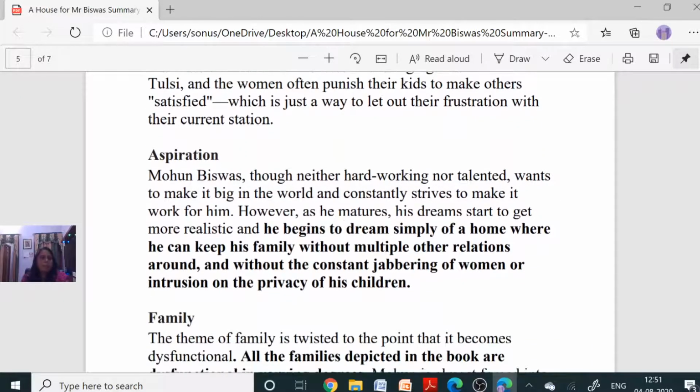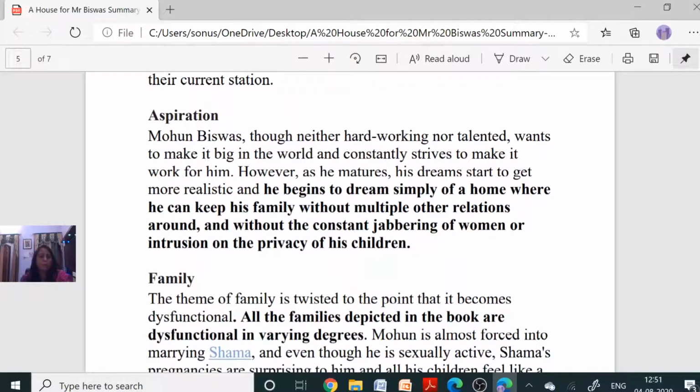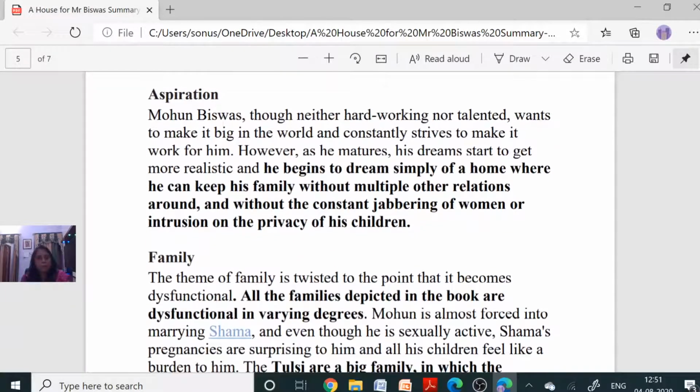Then in this fiction, you also see aspiration. You see how Mohan Biswas begins to dream simply of a home where he can keep his family without multiple other relations around. He has this aspiration that he should have his own home where he can keep only his family and not all the other relatives, without the constant jabbering of women or the intrusion on the privacy of his children. So he doesn't want a lot of people around him.